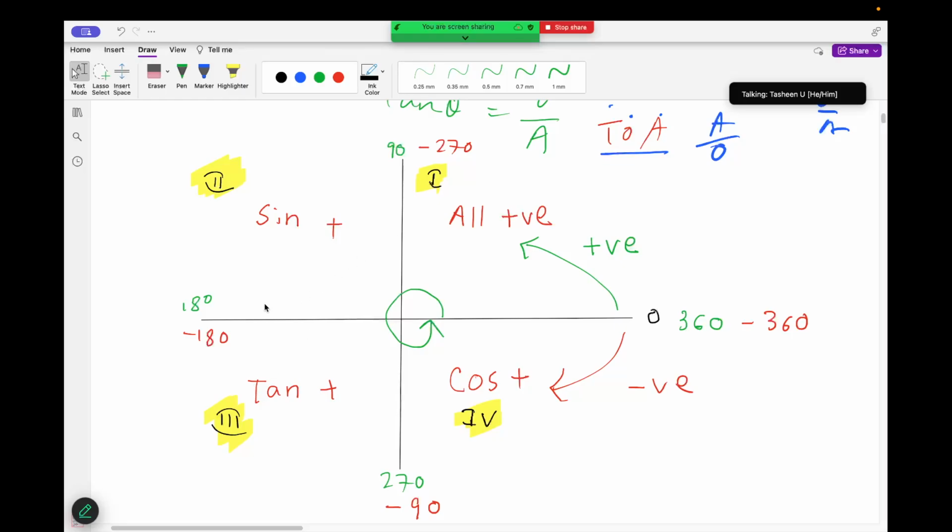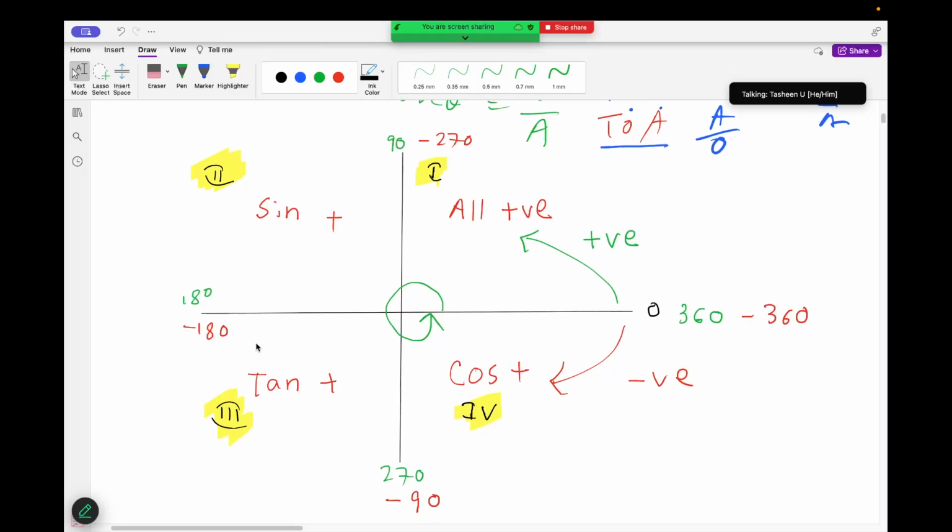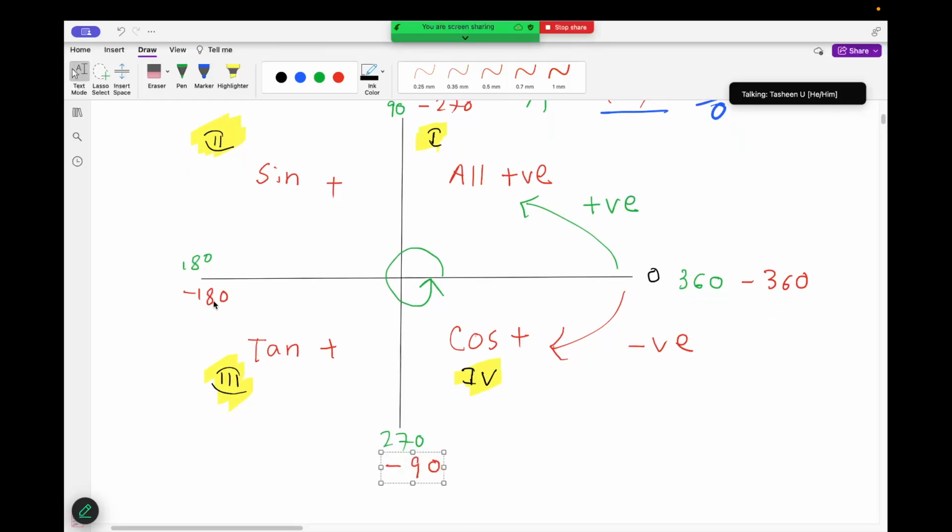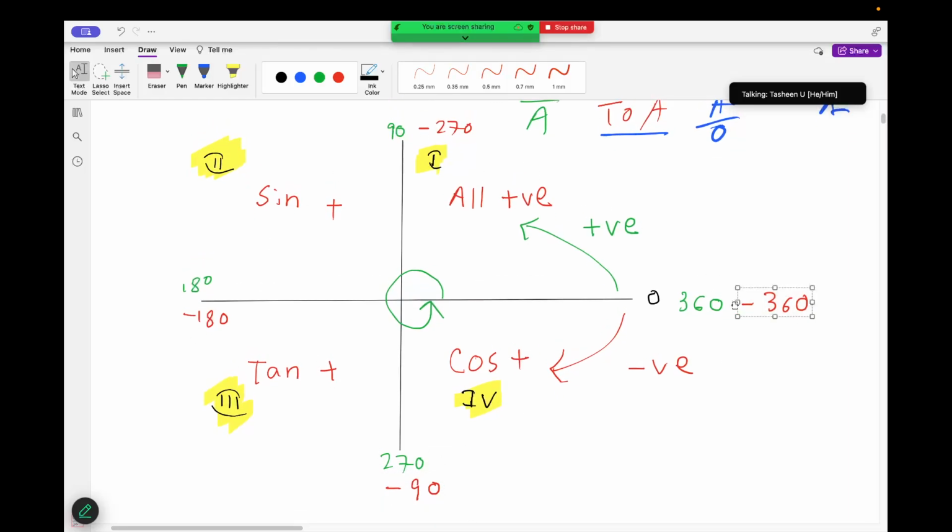Add sugar to coffee. There are different mnemonics. Whatever you are comfortable with, just remember that. And if this is 0, if we go anti-clockwise, then this becomes 90, 180, 270 and 360. And if it is clockwise, then this is negative 90, negative 180, and so on, until you reach here, which is negative 360.